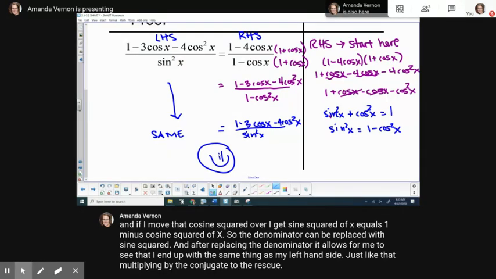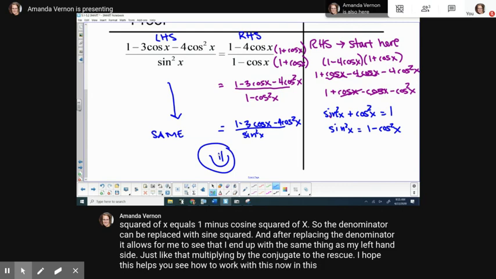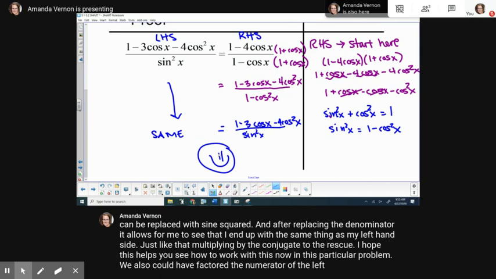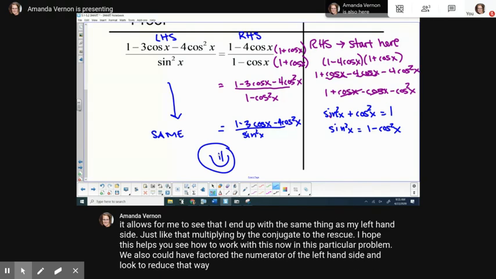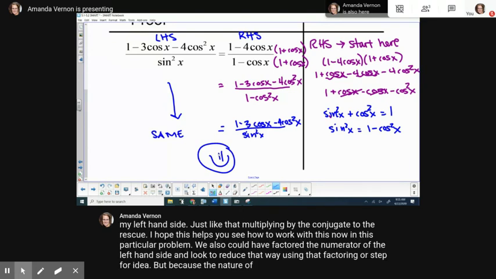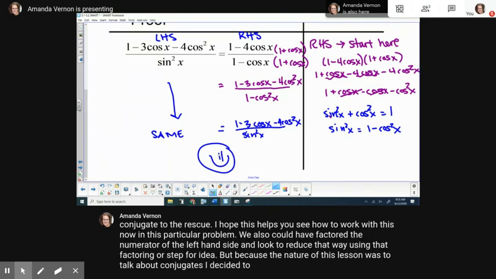I hope this helps you see how to work with this. Now, in this particular problem, we also could have factored the numerator of the left-hand side and looked to reduce that way using that factoring or step 4 idea. But because the nature of this lesson was to talk about conjugates, I decided to teach it through the conjugate lens.